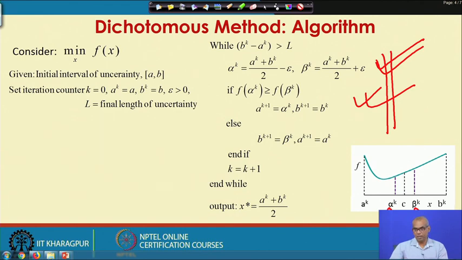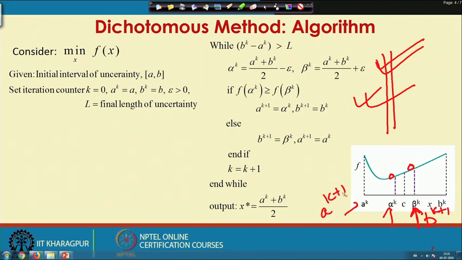So, this is what is happening in the figure. Here, the function value at alpha k is less than the function value at beta k. So, in the k plus 1th iteration, this beta k becomes my new b at k plus 1 and this remains same as at k plus 1th iteration. So, I get the new interval and I go to the next iteration.